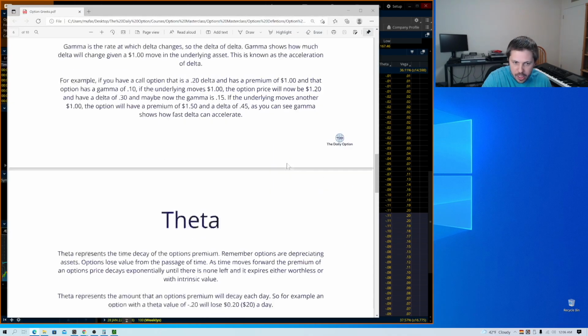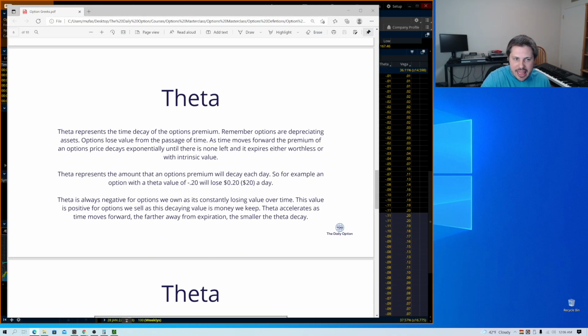Okay, so looking at theta, right? Theta represents the time decay of an option's premium. Remember, options are depreciating assets. Options lose value from the passage of time. As time moves forward, the premium of an option's price decays exponentially until there is none left and it either expires worthless or with intrinsic value. Theta represents the amount that an option's premium will decay each day. So for example, an option with a theta value of negative 0.20 will lose 20 cents a day, or $20 a day on 100 shares.